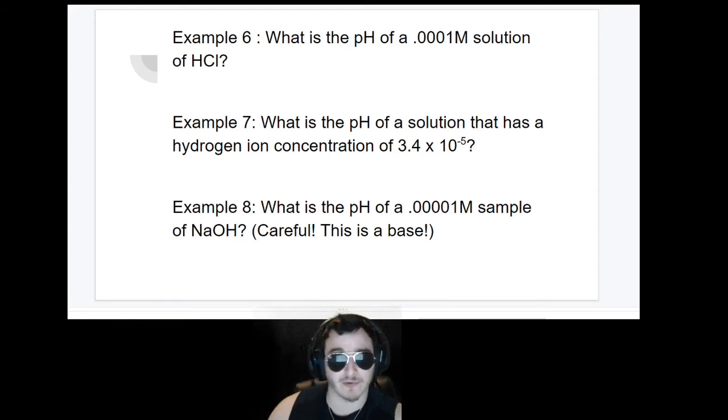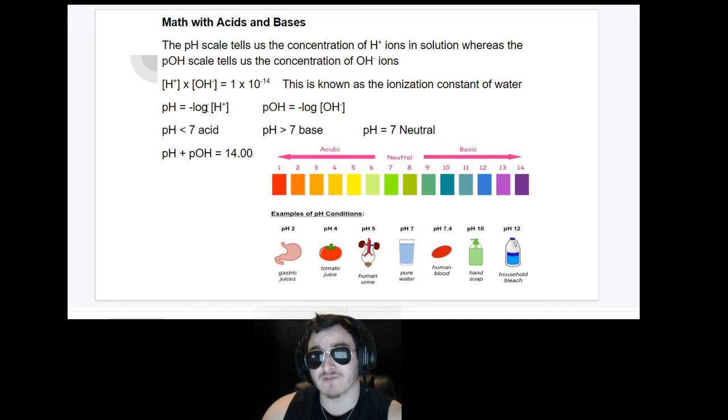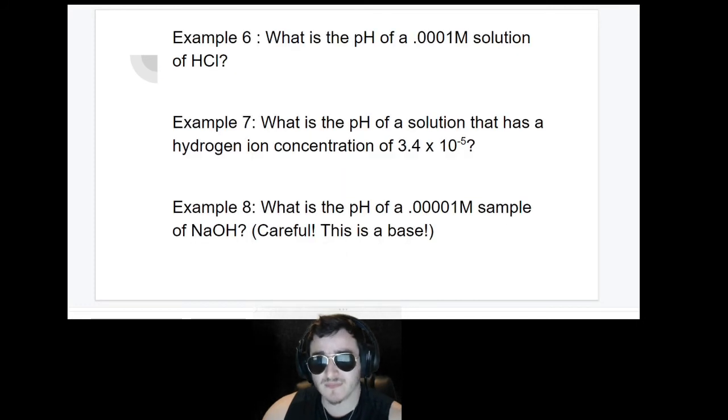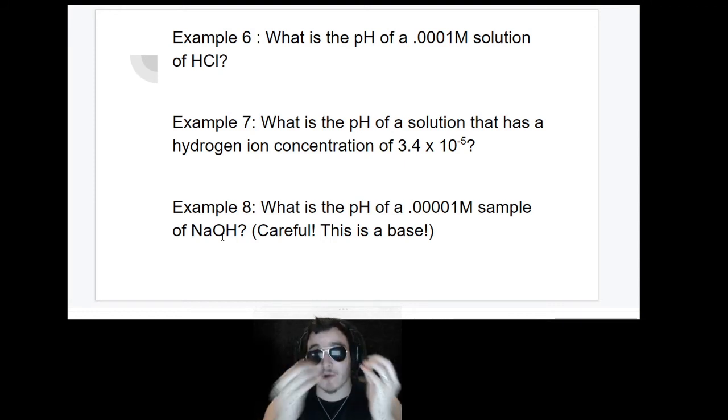But let's discuss example 8 here really fast. What is the pH of a 0.00001 molar sample of NaOH? Look at the substance that you're dealing with. It is no longer an acid. They are not giving you the concentration of your H+, because in order to solve for pH, I need the negative log of H+. However, this substance that I'm looking at currently is a base. Therefore, the concentration that they are giving me is not the concentration of H+, it's actually the concentration of OH-, because NaOH does not separate into H+. It just doesn't. The piece isn't there.